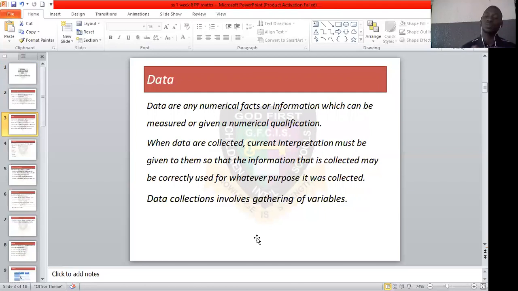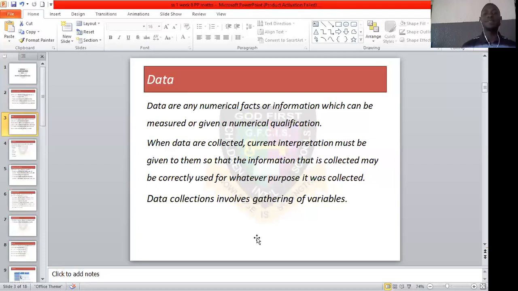That's why we'll go house to house to look at how many people are here, how many people are here. In case you want to make a provision for that environment, you look at the numbers of people there, then you know how to quantify the provisions you are making for the environment. So when data are collected, correct interpretation must be given to them, so that the information collected may be correctly used for whatever purpose it was collected. That is, you don't just collect information, there has to be a purpose for it, and you have to be able to interpret every data.